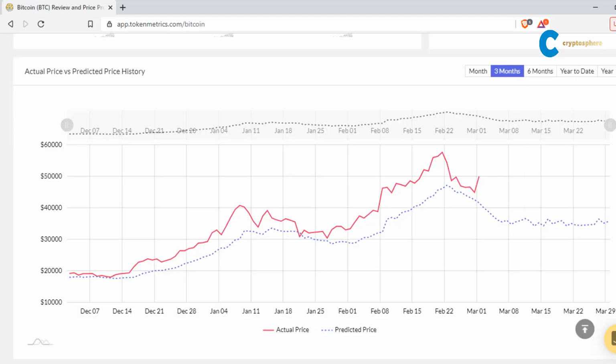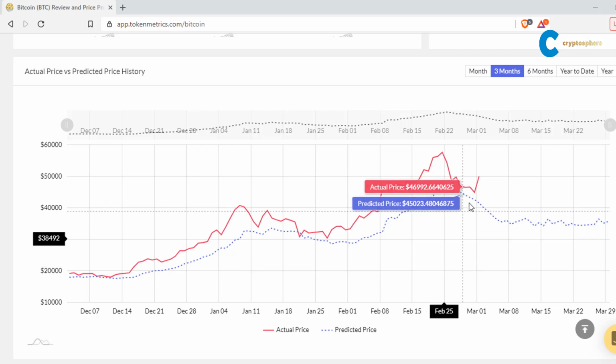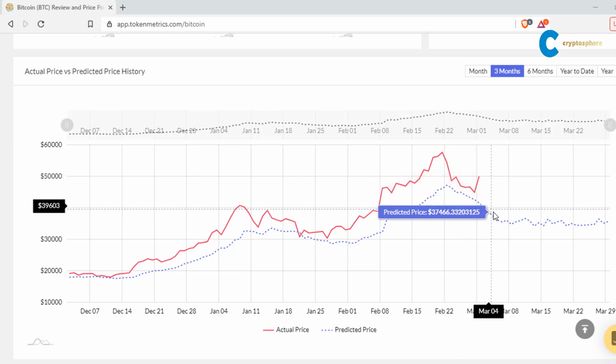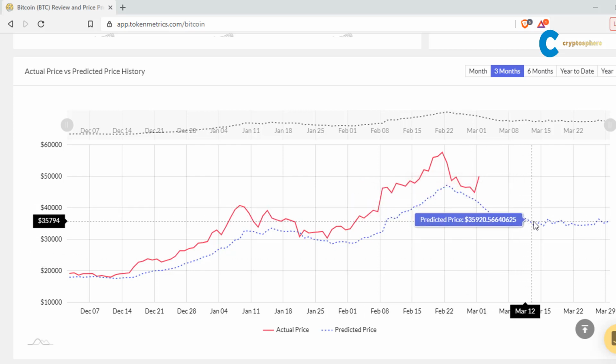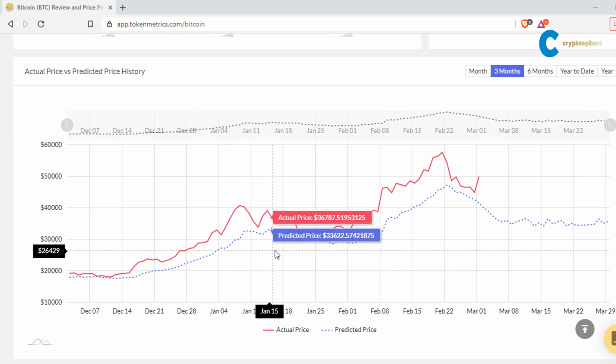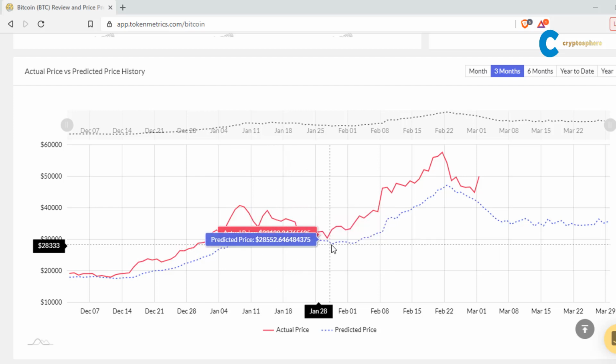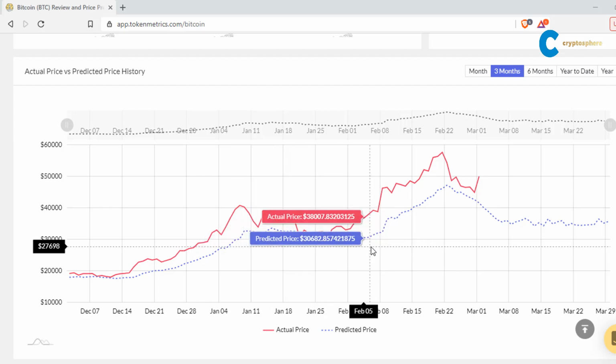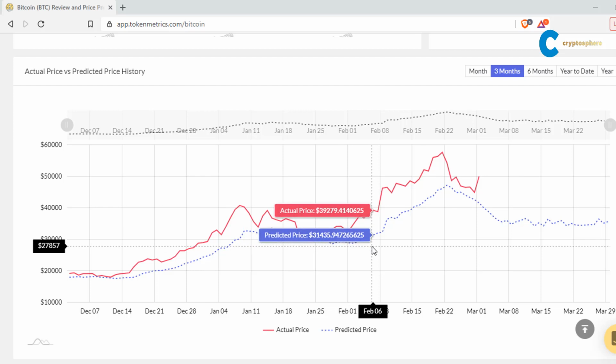This is what the price prediction for Bitcoin looks like. The red line represents the actual price, and the blue line shows the predicted price. Token Metrics' price prediction for Bitcoin is actually bearish. They predict that Bitcoin will fall under 40K. But if we take a look at the history, Bitcoin always stayed over its predicted price. Nevertheless, the trend is bearish. If we combine this information with the buy signals from Lux Algo, I would be happy to purchase Bitcoin between 40 and 45,000.